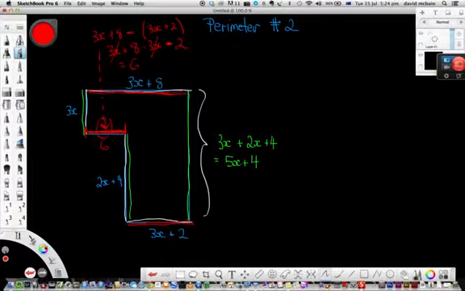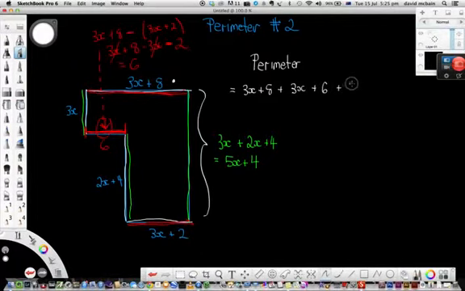So now what we can do is work out the perimeter of the whole shape. The perimeter of this shape is equal to, we'll start here, 3x plus 8 plus 3x plus 6 plus 2x plus 4 plus 3x plus 2. Gee, it's getting quite long, isn't it? And finally, plus 5x plus 4. Now you can see why it's handy to group like terms. So that's what we're going to do. We're going to simplify this now.